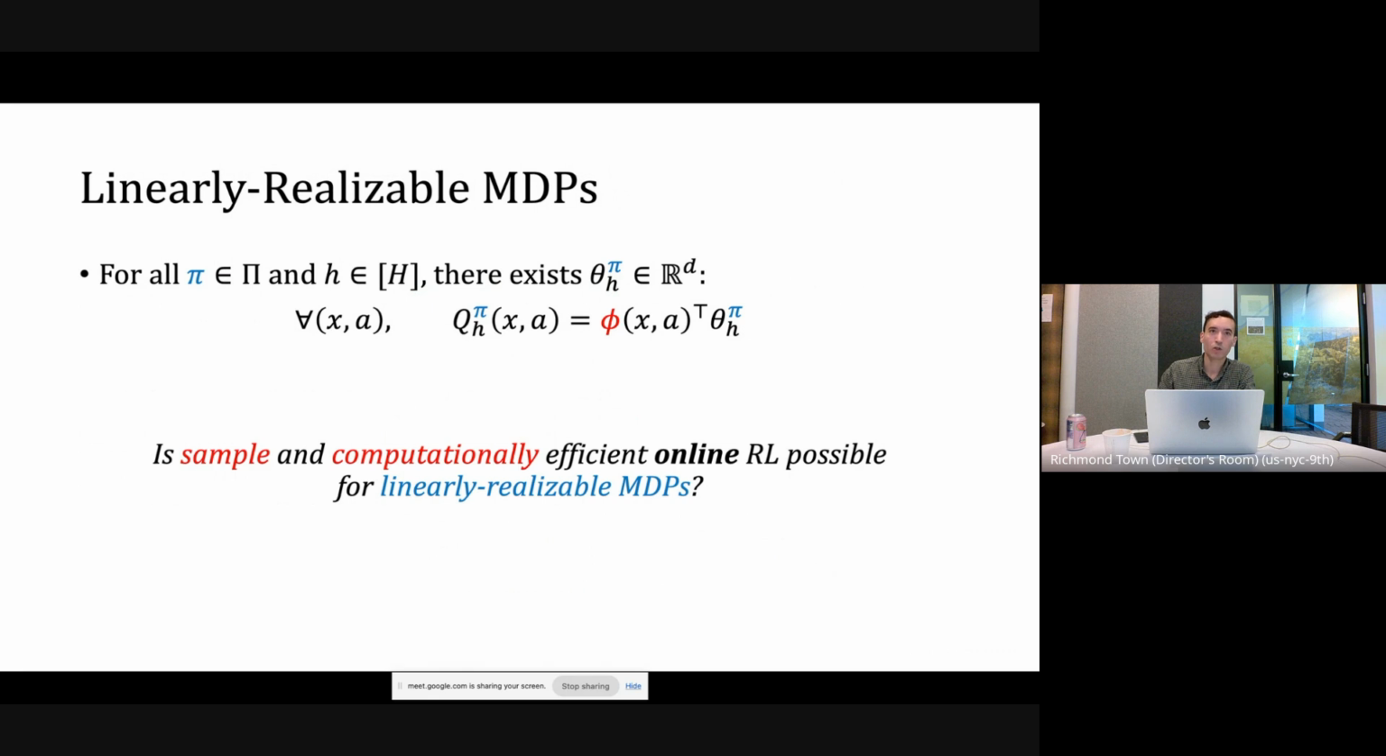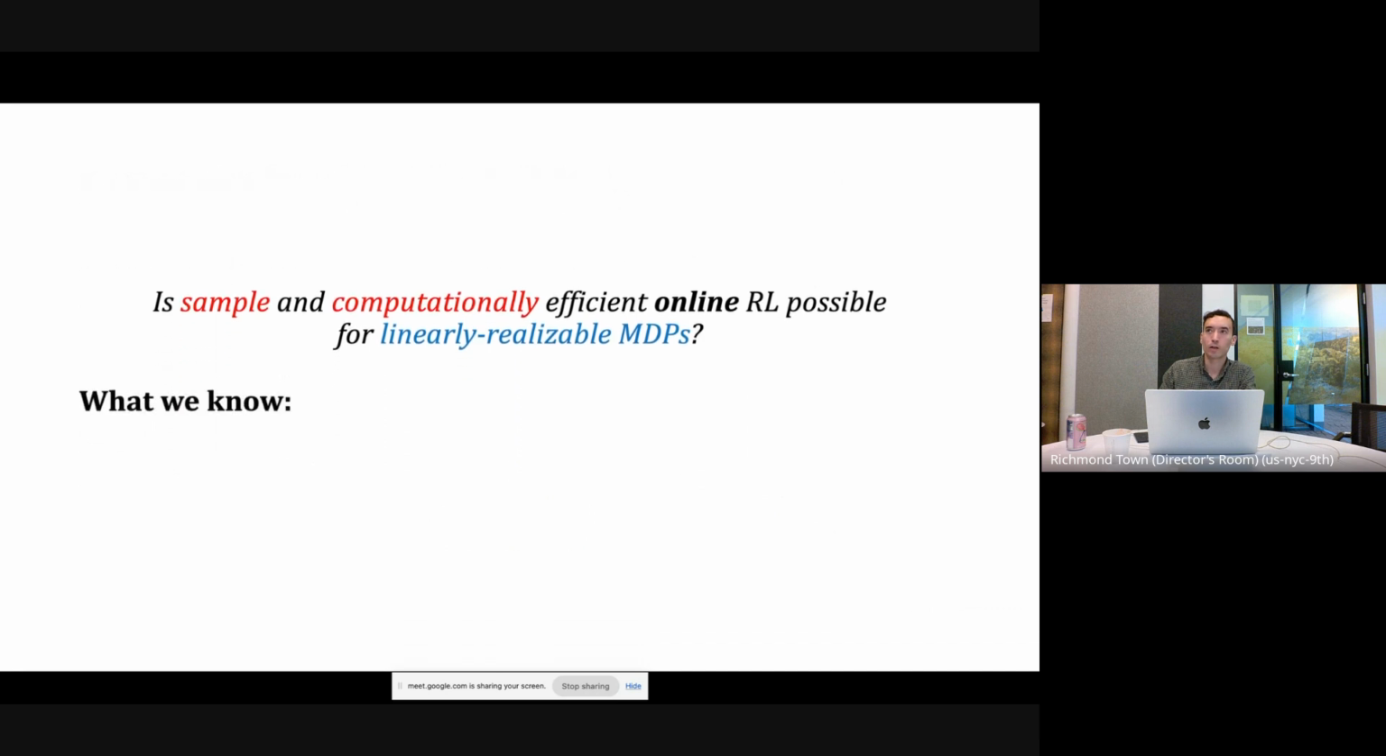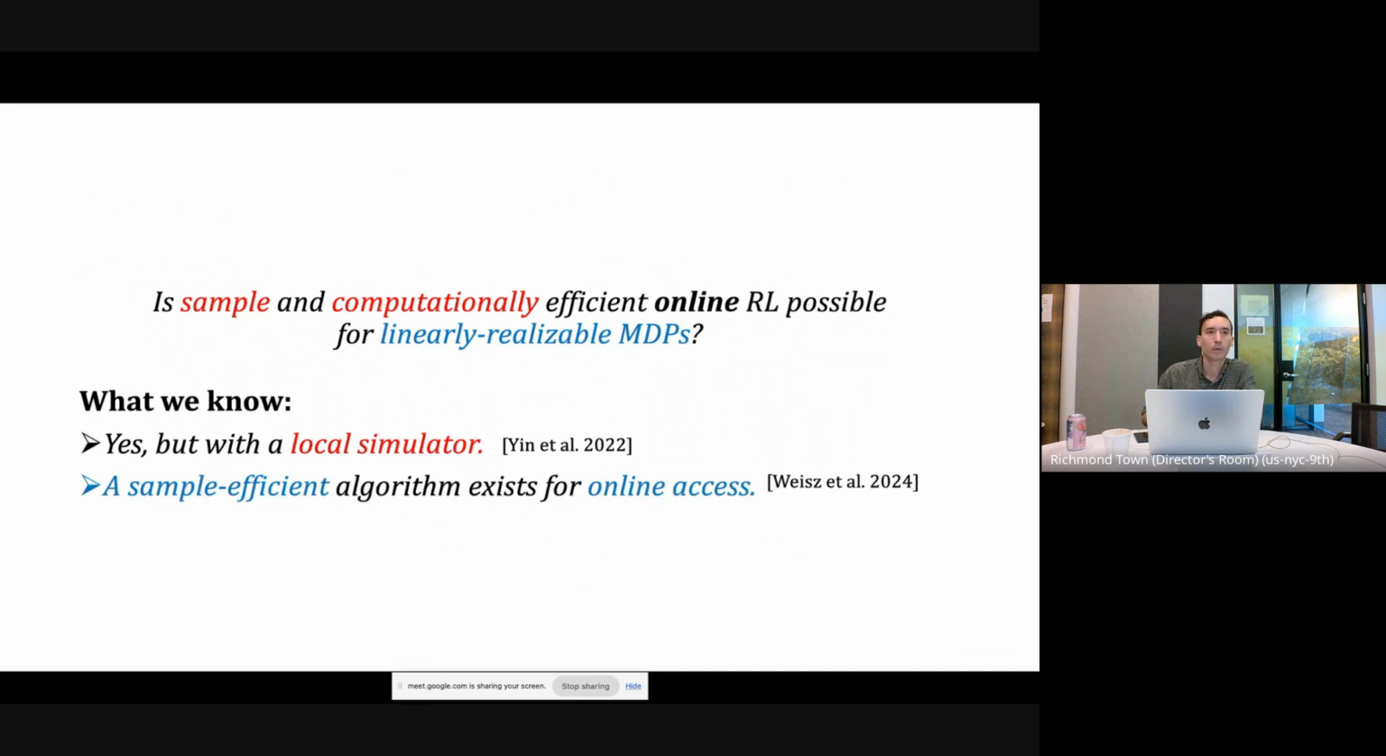Given this assumption, what we want is a sample and Oracle efficient online algorithm for this linear Q-pi setting. What we know for this setting is the following. It is tractable both statistically and computationally when you have this local access or local simulator. Again, this is an Oracle that allows you to reset to any previously visited state-actions. We also know that in online access without resets, this is statistically tractable, but not computationally tractable. This is a recent result by Golowich and Szepesvári. But we don't know of any computationally efficient algorithm for this setting.